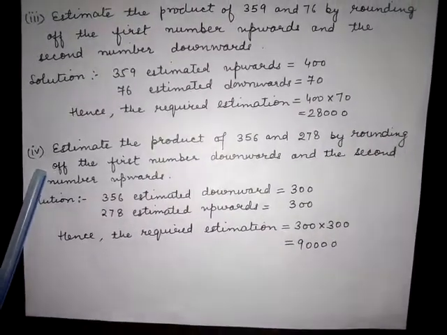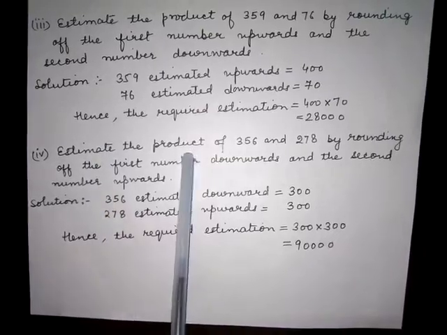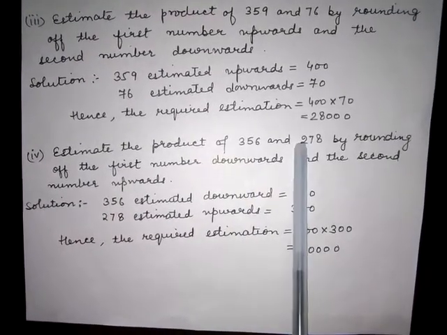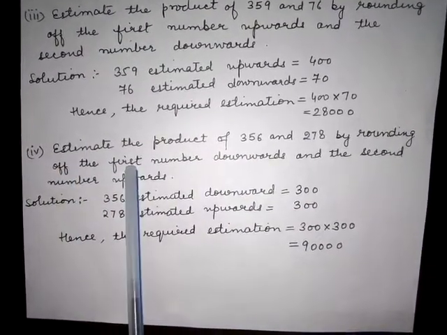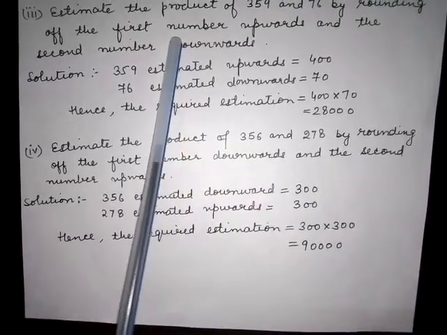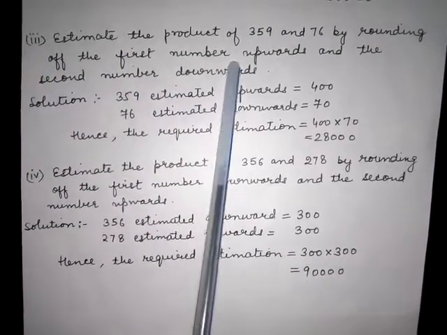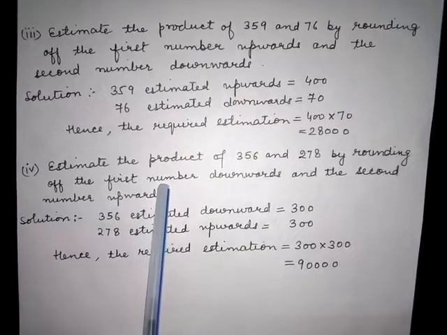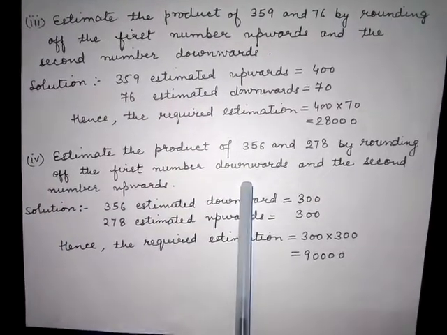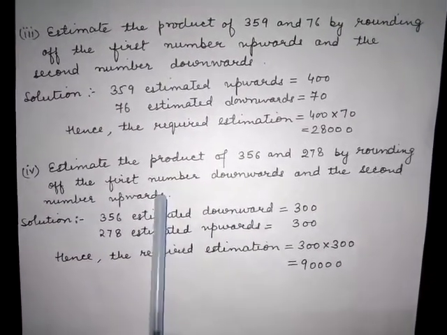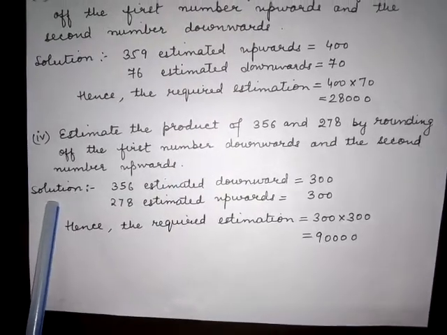Now we have the fourth example. Estimate the product of 356 and 278 by rounding off the first number downwards. In the previous example, we rounded off the first number upwards. Now we have to round off the first number downwards and the second number upwards. So we have the solution here.